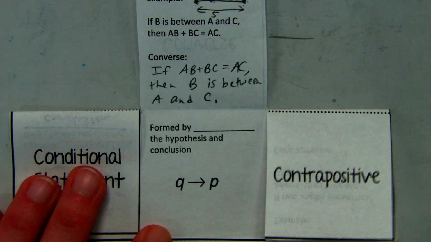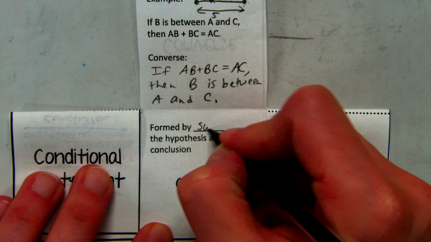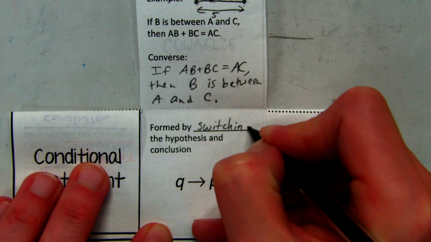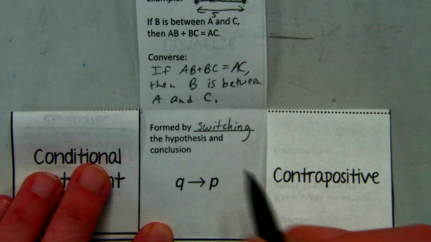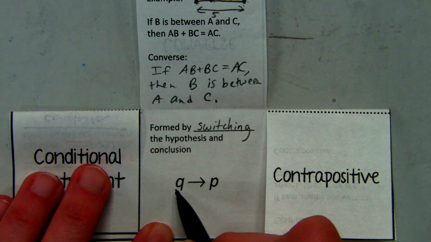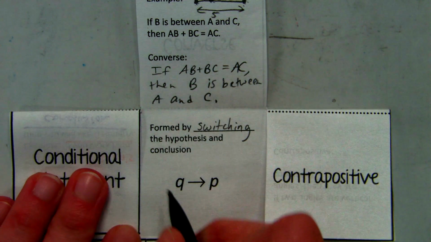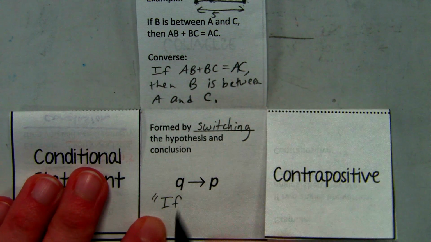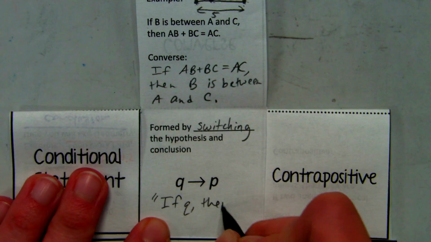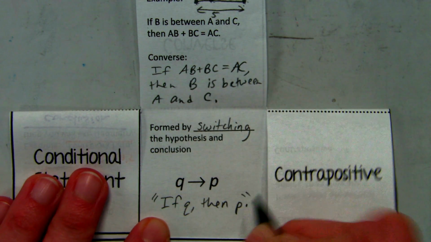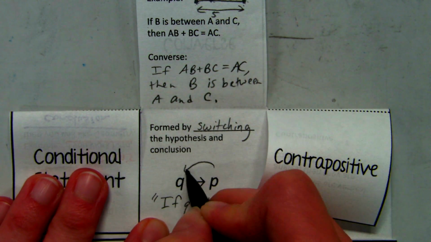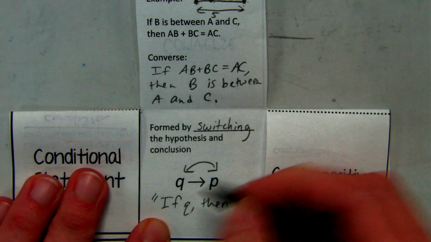So down here it says it's formed by switching. Some books will say interchanging the hypothesis and conclusion. So instead of if P then Q, it switches and goes if Q then P. So what they've done is they've switched these two. I like to put a little arrow there just so I understand that that's what happened.